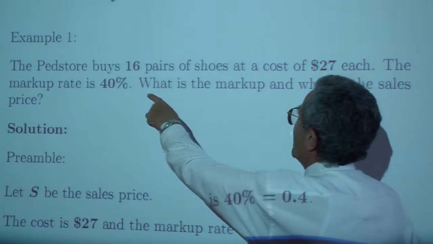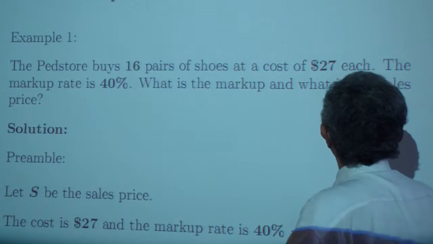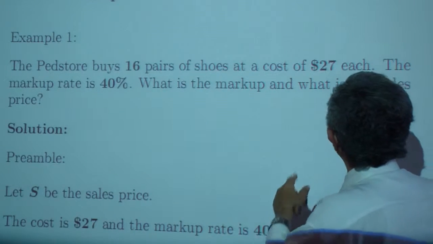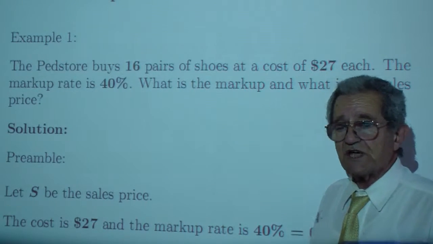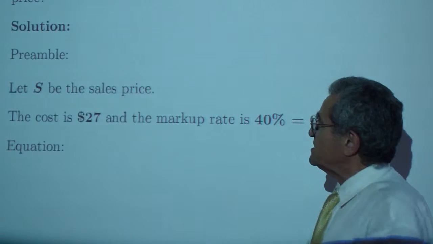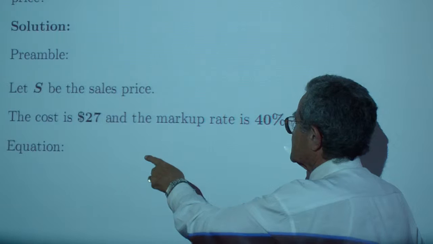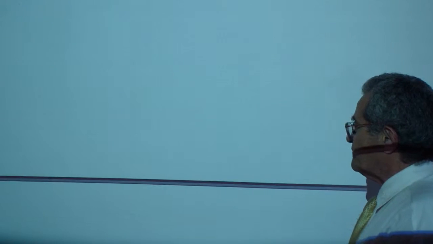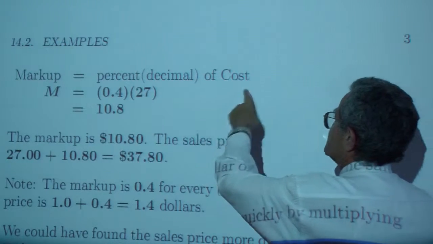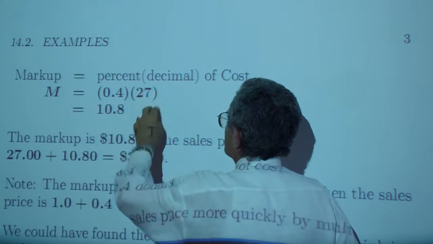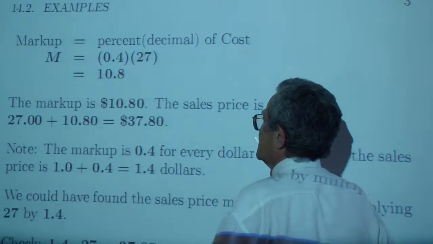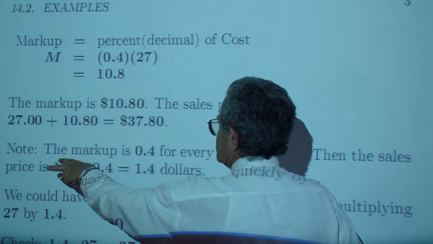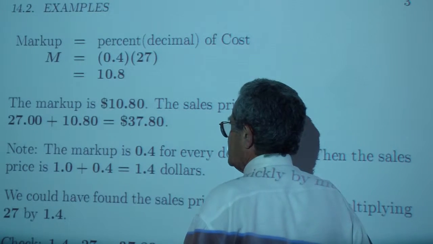Suppose the pet store buys 16 pairs of shoes at a cost of $27 each. The markup rate is 40%. What is the markup and what is the sales price? Well, let S be the sales price. Then the cost is $27 and the markup rate is 40%, which as a decimal is 0.4. So the markup is a percent of the cost, which is $10.80. And the markup is $10.80. The sales price is $27 plus $10.80 or $37.80.